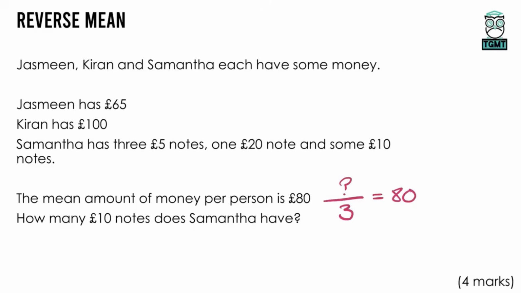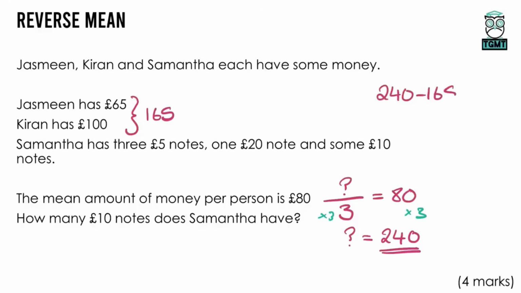So to reverse this, if we would have divided by 3, we can times both of these by 3 to get our total, and then whatever that total is will be 80 multiplied by 3, which we can do on the calculator, and that was 240. So the total of the amount of money that these 3 people have is £240. Now, Jasmine and Kieran at the moment together have £165. So we can find out how much Samantha has by doing 240 take away 165.